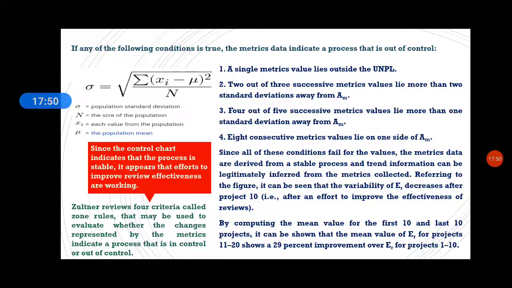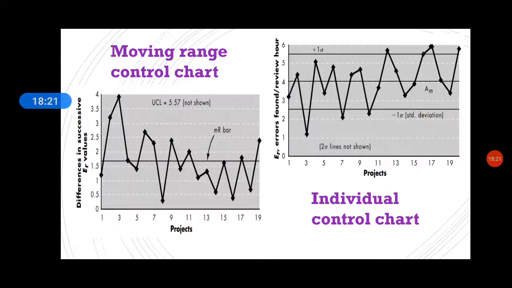Since the control chart indicates that the process is stable, it appears that efforts to improve review effectiveness are working. Hence, Geltner reviews 4 criteria called zone rules that may be used to evaluate whether the changes represented by the metric indicate a process that is in control or out of control. If you observe this diagram, there is the variation of the graph between the moving range control chart and the individual control chart.